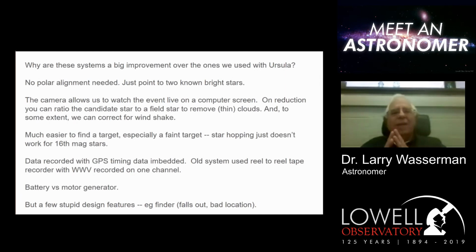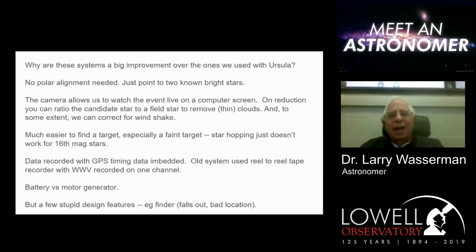Okay, why are these systems a big improvement over the ones we used with Ursula? The Ursula telescope was an equatorial mount, and again, for those who do this sort of thing, that means you need to polar align the telescope, which is a pain in the rear. These new ones you just point to 2 bright stars, and the telescope figures out where it is, where everything else in the sky is, all on its own.